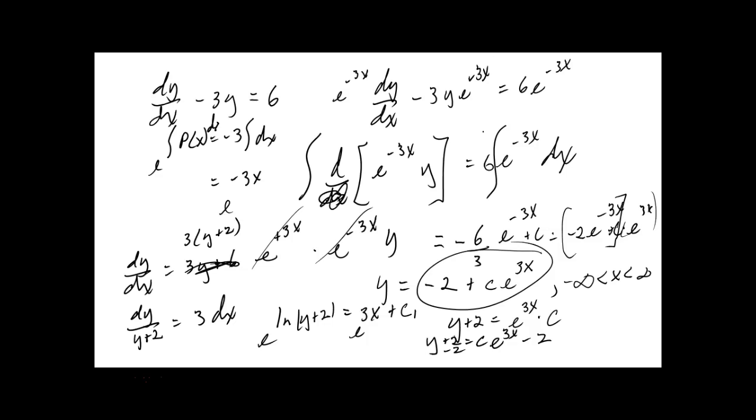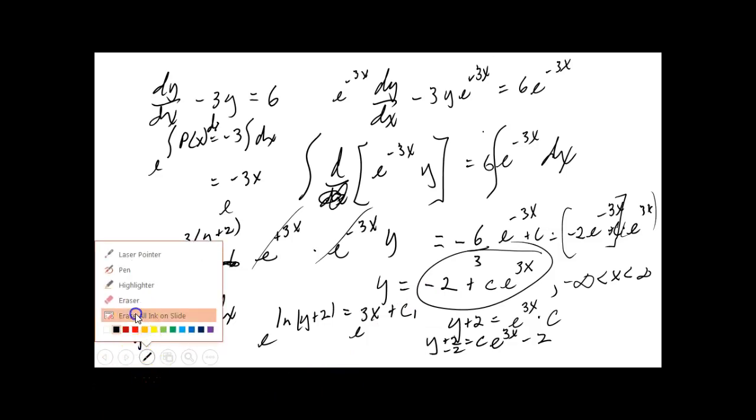Do we have time to do example 3? Maybe, maybe not. You want to give it a shot? x times dy/dx minus 4y is equal to x to the 6th e to the x. My question for you is, is that a linear differential equation?